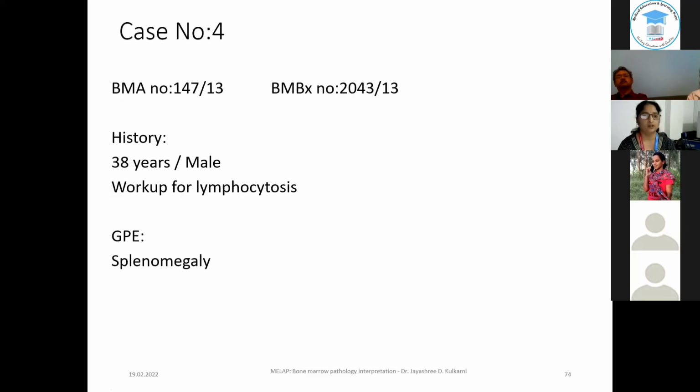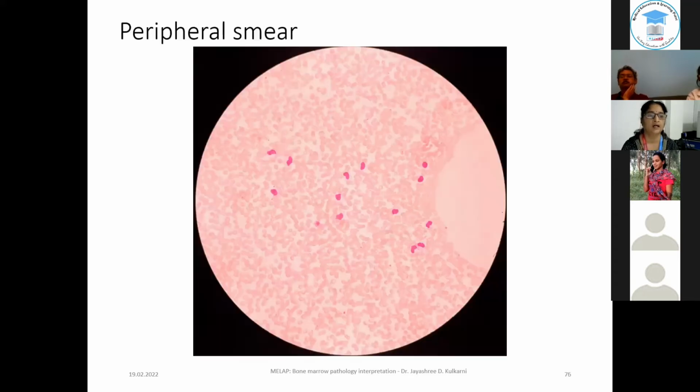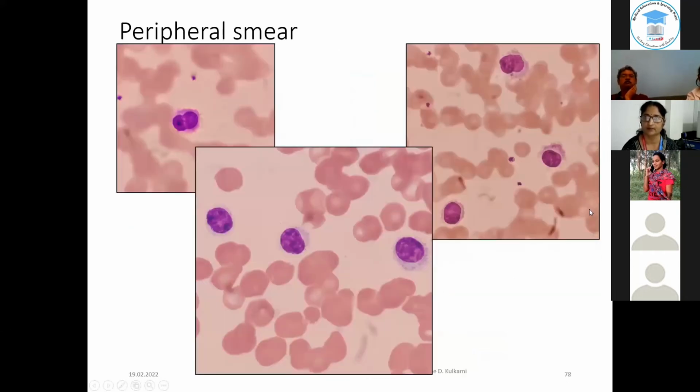Case number 4, a 38-year-old male worked up for lymphocytosis again. Normal hemoglobin, mildly elevated total count, and again 95% lymphoid cells. Platelets were reduced. Now in the peripheral smear, again you are seeing these lymphocytes. When you go to oil immersion, you see that these show a frayed cytoplasm. Some places you can appreciate the hairy processes. Here again, there are a lot of hairy processes.